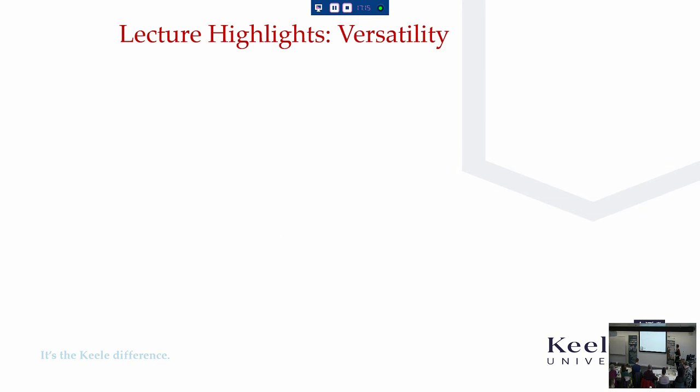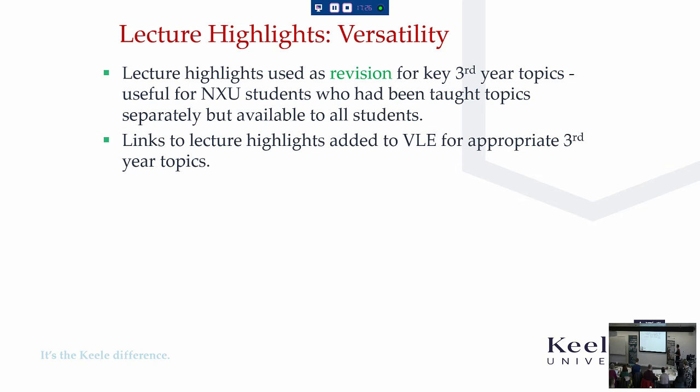So as part of using this, we were thinking, well, this could be quite versatile. How are we going to use this? Graeme's obviously described one method in which it could be used as flipped learning material. But we actually were thinking in this case about using them more as revision for the third year topics, because obviously we're doing this for the second year topic, so it's kind of feeding into third year.